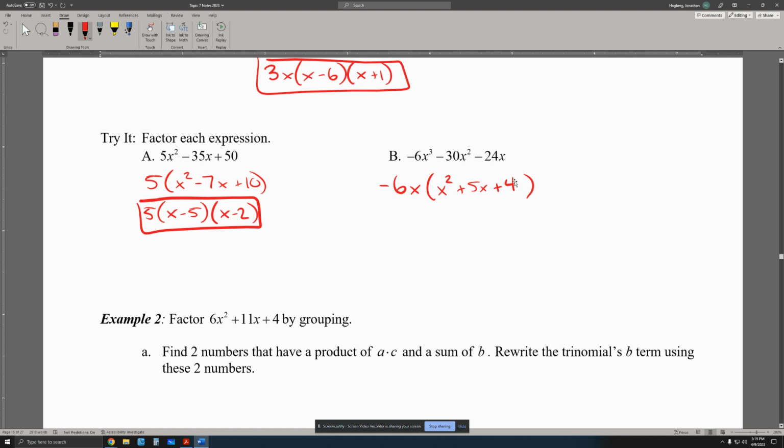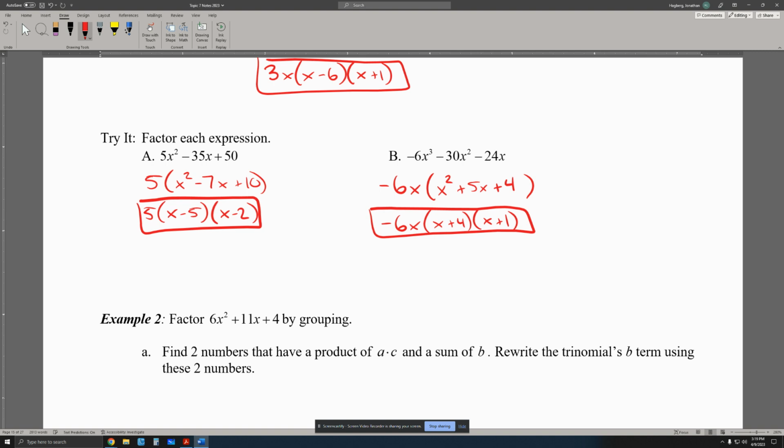This quadratic trinomial can be factored further, x squared plus 5x plus 4. We're looking for factors of 4 that add to positive 5. The answer, positive 4 and positive 1. So the complete factorization is the GCF, negative 6x, times the quantity x plus 4 and x plus 1.